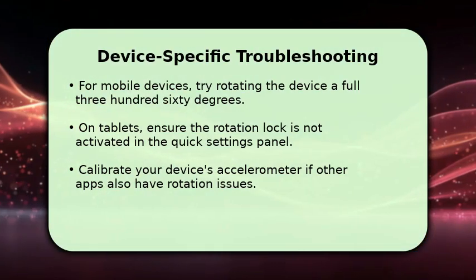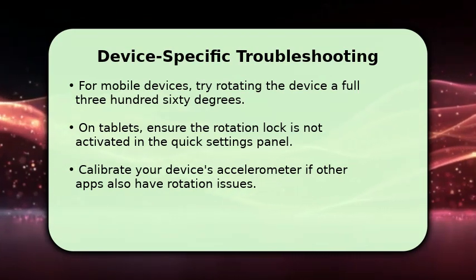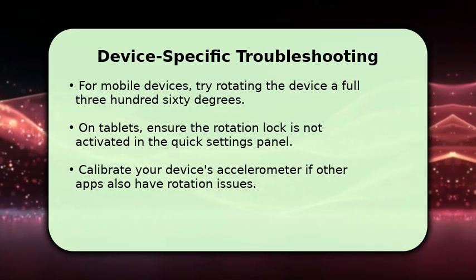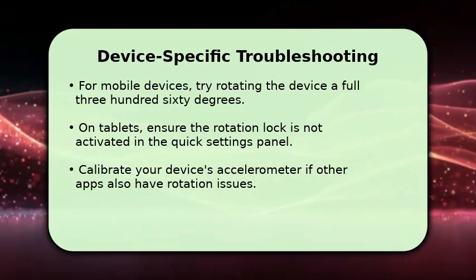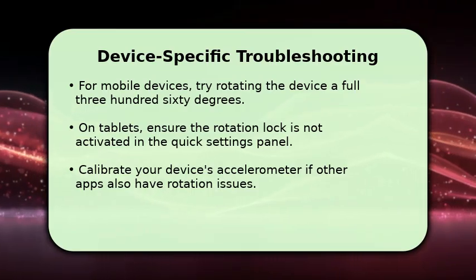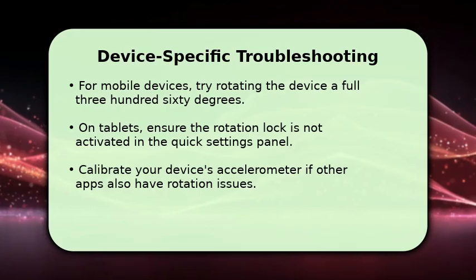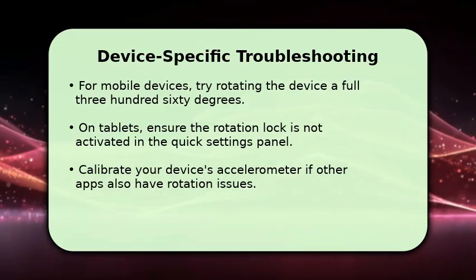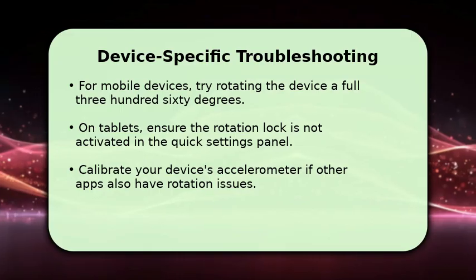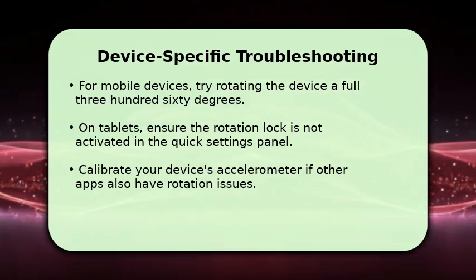Certain devices have unique quirks. For mobile phones, try rotating your device a full 360 degrees in all directions. Sometimes this recalibrates the sensor. Tablet users should double-check the rotation lock, often a small icon in the Quick Settings panel. If other applications also struggle with rotation, calibrating your device's accelerometer might be necessary through your device settings.